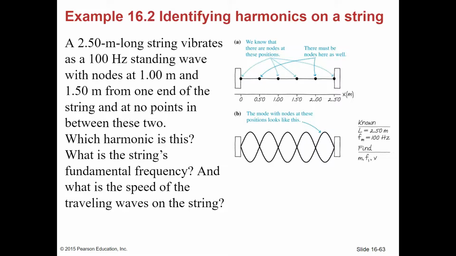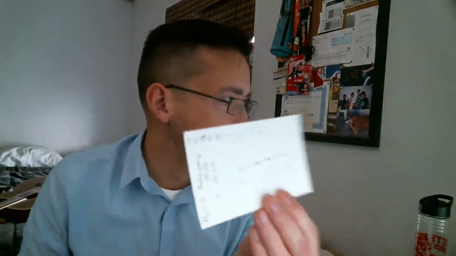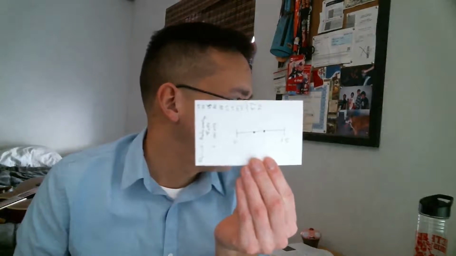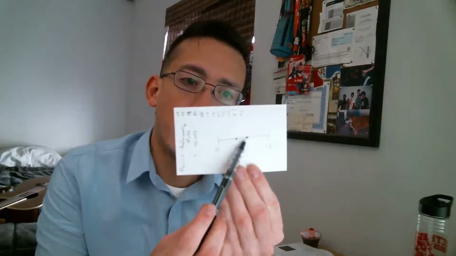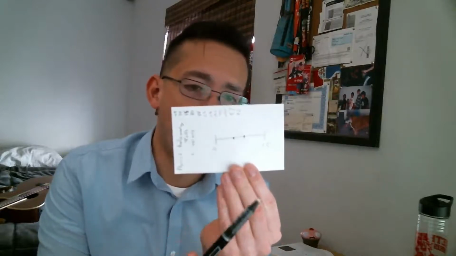So I'm going to draw a picture right now. Not the one here, but we said it's 2.5 meters long, right? So 2.5 meters long. We know that right here and here, at 1 and 1.5, there are nodes. That's what the problem said.